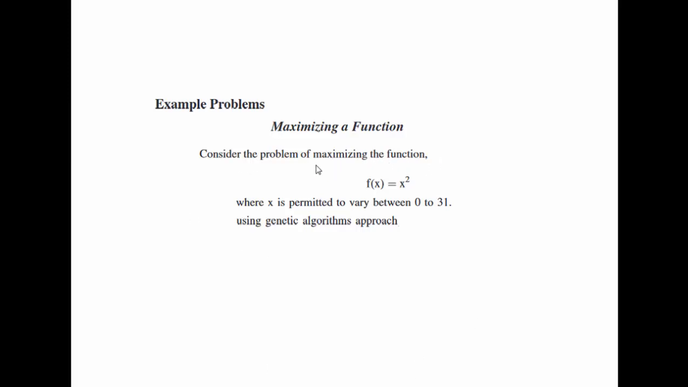maximization problem here. f of x equals x squared, a function of a single variable. We have a two-dimensional problem here, with design variable or decision variable x and f of x. And x will take only integer values from 0 to 31. So we need to find x to make f of x as large as possible using the genetic algorithm approach.